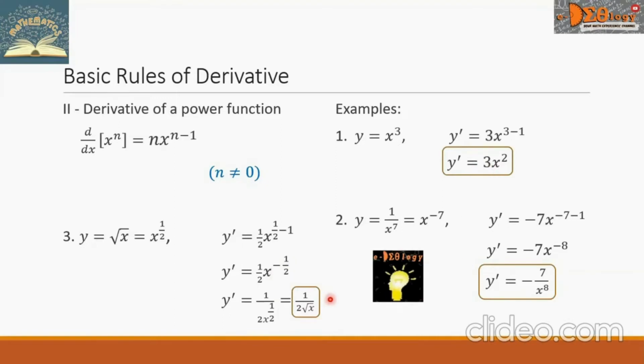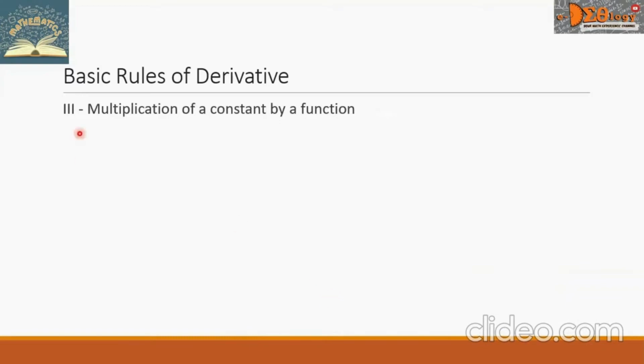Rule number 3. Multiplication of a constant by a function. If k is a constant, then d over dx of k times f. This f is a function. So this is equal to k times the derivative of the function.